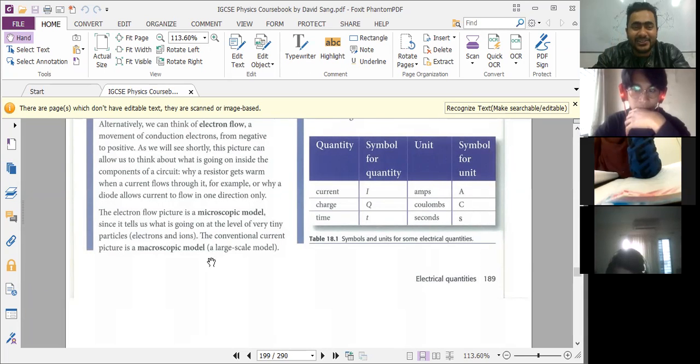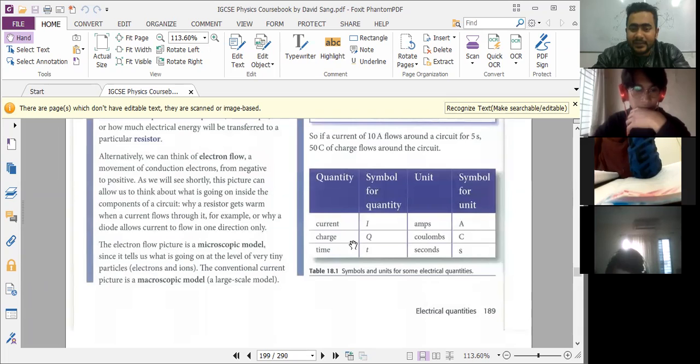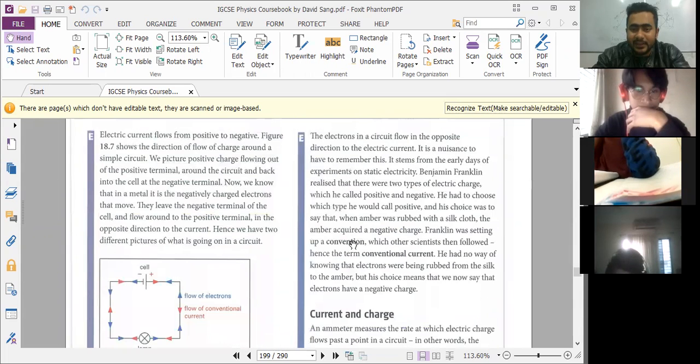Okay, the conventional current picture is a large scale model. Then they say the electrons in a circuit flow in the opposite direction of the electric current. It is a nuisance to have to remember this. It seems from the early days of experiment, and now comes this assumption of Franklin.